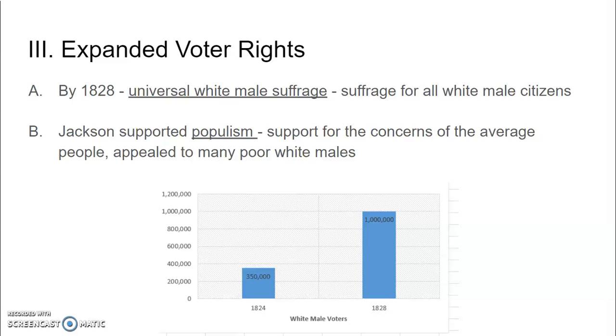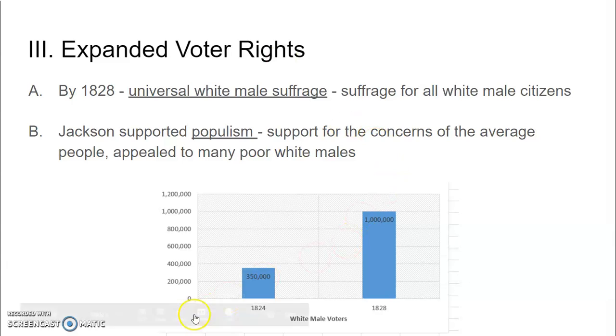Between 1824 and 1828, all white male citizens over 21 are allowed to vote. This is called universal white male suffrage. And a lot of these people who were not able to vote before are poor, right? They're non-landowning. And so Jackson, in the next 4 years before the next election, spends a whole bunch of his time campaigning on something called populism, which is just like, hey, common people, I'm going to support you.